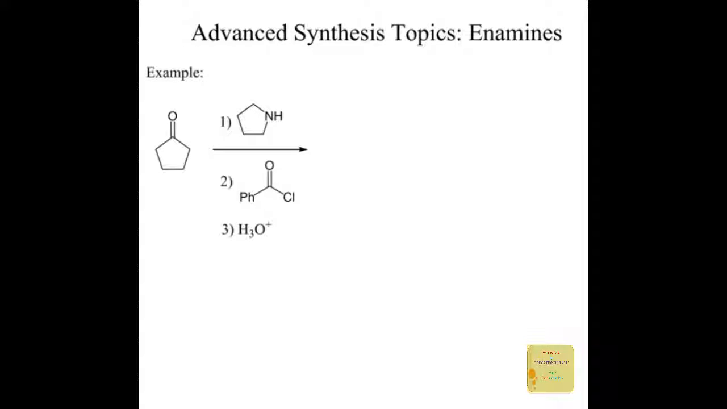So let's see if we can do one more example here. We can take cyclopentanone and react it with this amine, the secondary amine. So after step 1, we're going to convert it to an enamine. So the nitrogen takes the place of the oxygen and we get a double bond. In this case, it doesn't matter which side it goes to. This is an enamine. This is a nucleophile. And so hopefully we're looking for some kind of electrophile now. Our electrophile in our second step is benzoyl chloride.